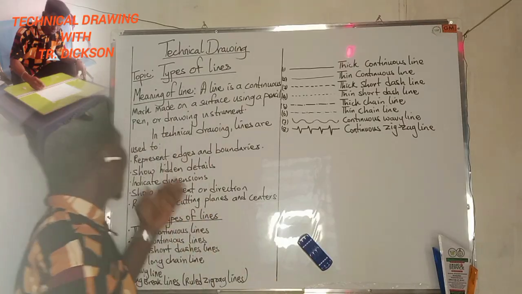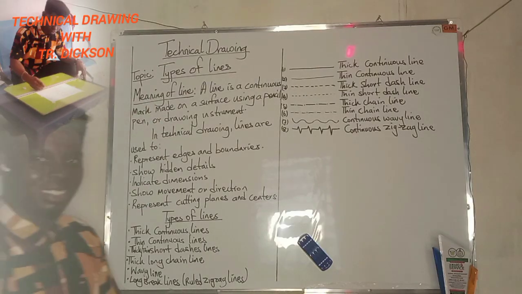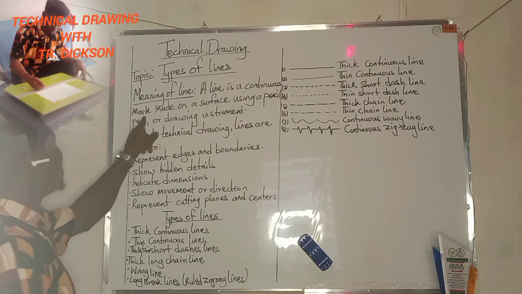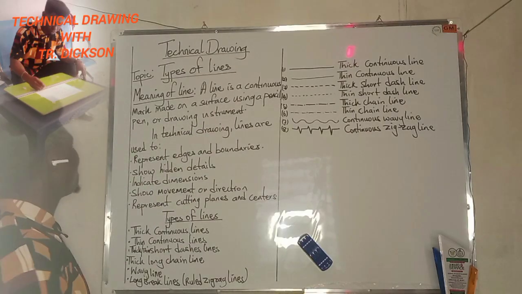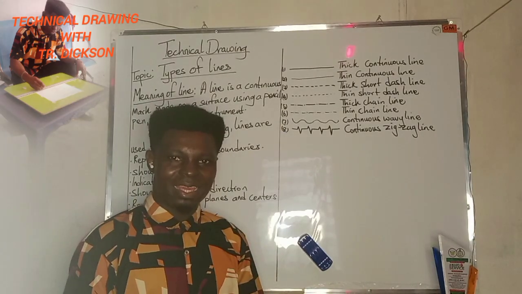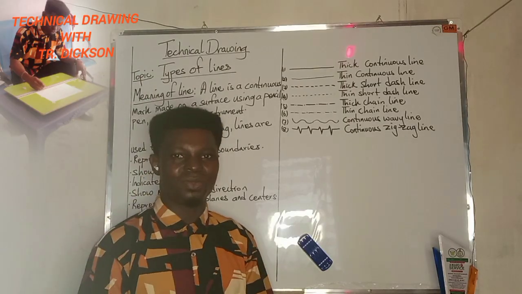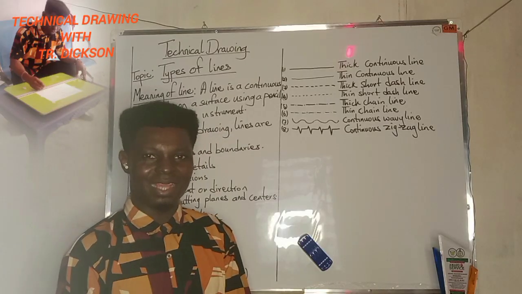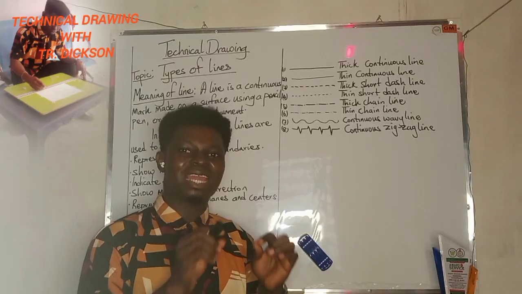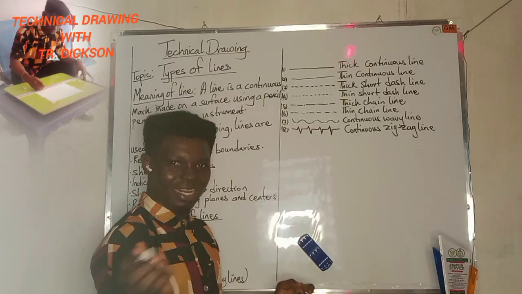All right, so I would like to start with the definition of lines. Meaning of line. What do we call lines in technical drawing? I say here that a line is a continuous mark made on a surface using pencil, pen, or drawing instrument. So this is what we call a line. It is a mark that is made on a surface using pencil and other drawing instruments, right? Somebody can equally put it this way, that a line is a traced distance between 2 points.